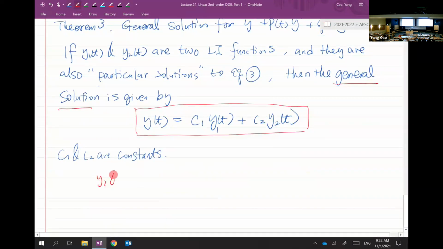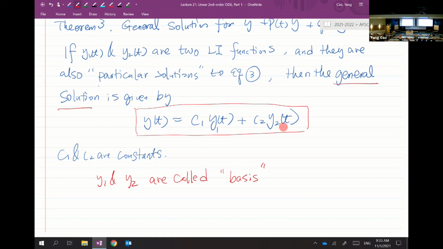These y1 and y2, these 2 solutions and these 2 linear independent solutions, we sometimes call them the bases. So they're the bases that you use to create this general solution. Right?